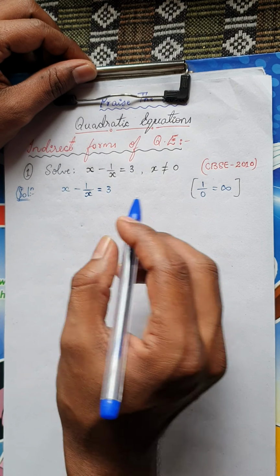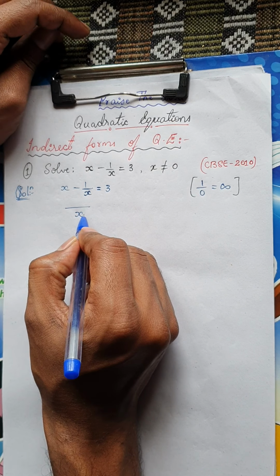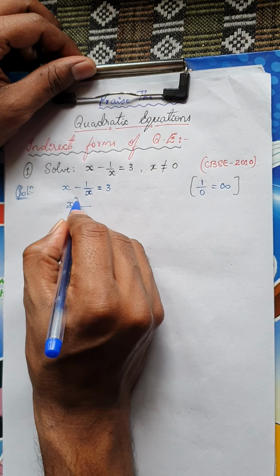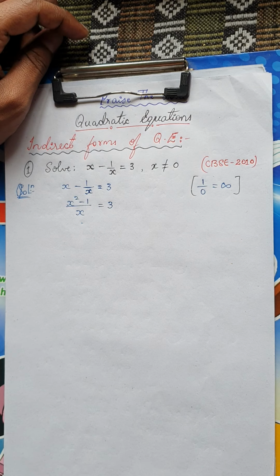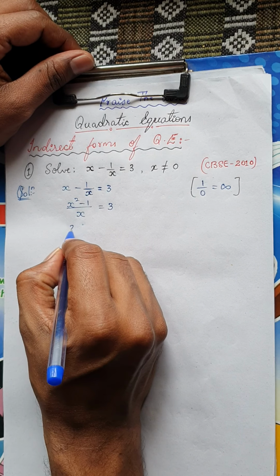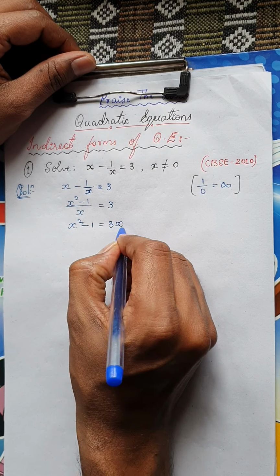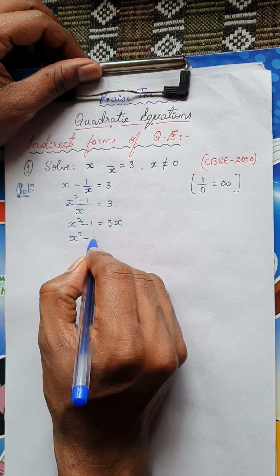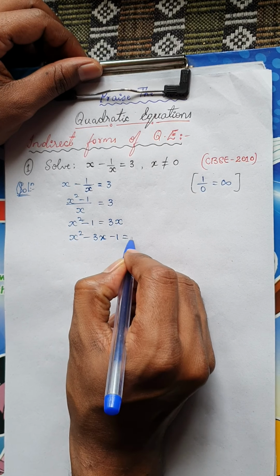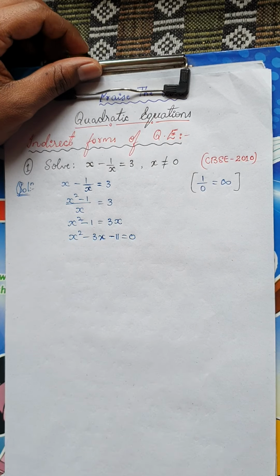Now I have x minus 1 by x is equal to 3. Now take the LCM. The denominator will be x here. If you cross multiply, I'll get x square minus 1, that is nothing but 3x. Okay, it's as simple as this. Just take the LCM, cross multiply, and I get x square minus 1 is equal to 3 into x. Now if you bring 3x to the left hand side, I will get x square minus 3x minus 1 is equal to 0.